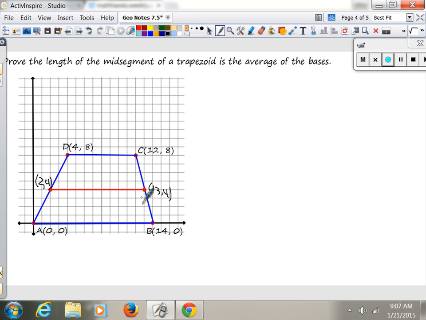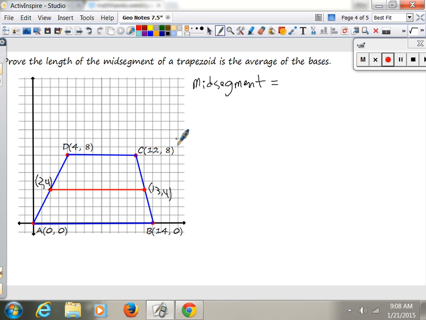The theorem says that the midsegment is the average of the two bases. So let's find out what the midsegment is first. Midsegment equals.